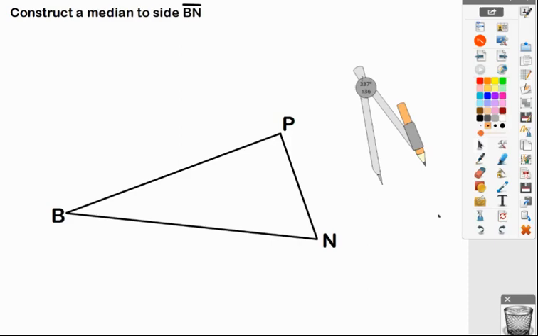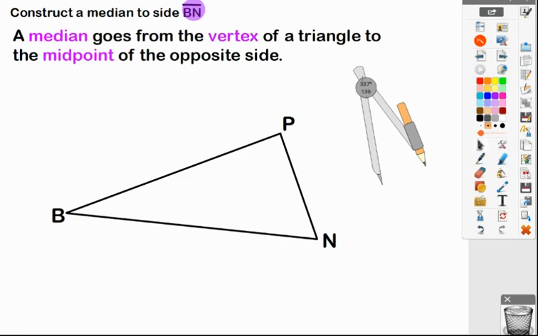We are going to construct a median to side BN in this triangle PBN. Before we do that, I want to point out two things. They specify side BN because there are actually three medians in every triangle, so they're telling us exactly what median they want us to draw. A median goes from the vertex of a triangle to the midpoint of the opposite side. So we are actually going to find the midpoint of BN.